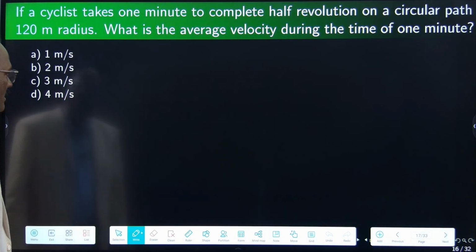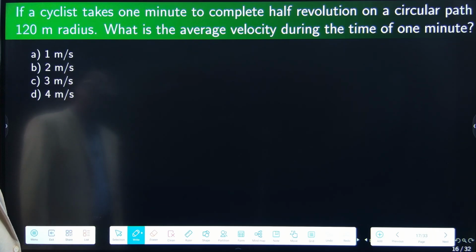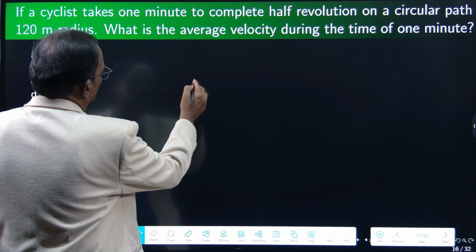Next problem. If a cyclist takes 1 minute to complete half revolution on a circular path, it is not a straight line, on the circular path.